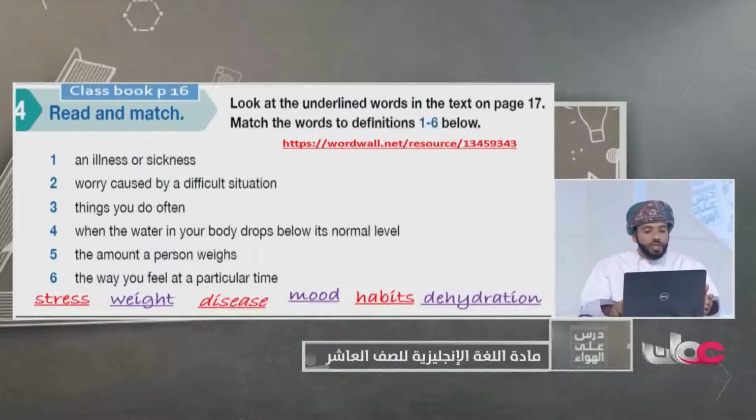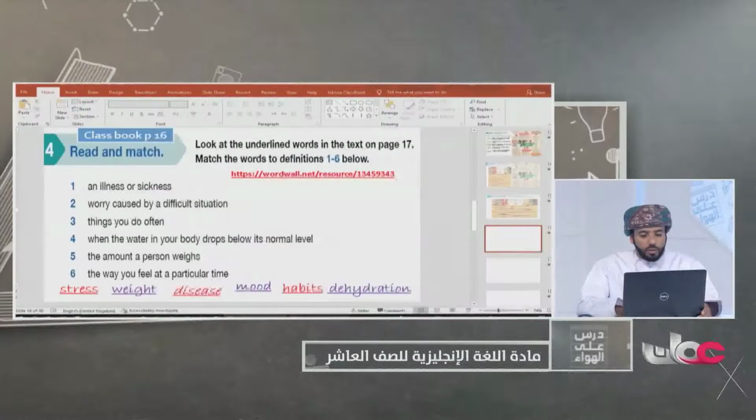Number 3, things you do often. Number 4, when the water in your body drops below its normal level. Number 5, the amount a person weighs. And number 6, the way you feel at a particular time. So let's do this one in a word wall together, guys.